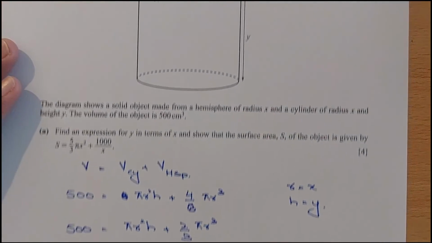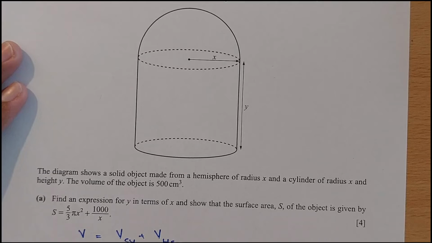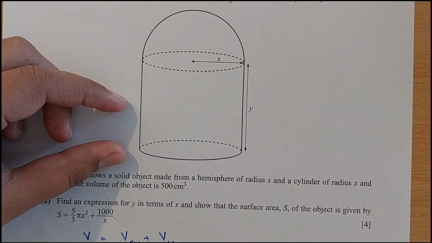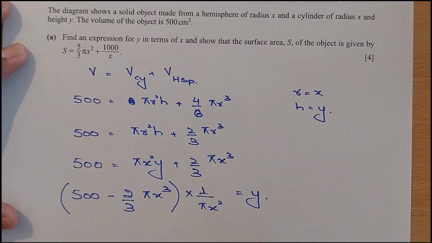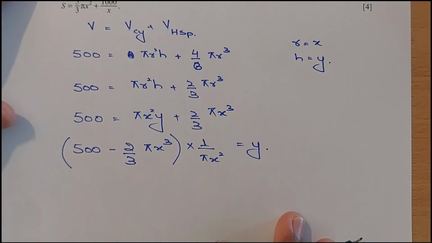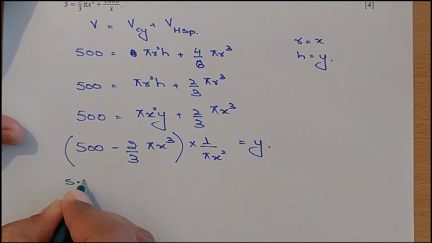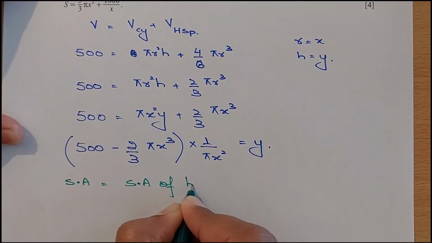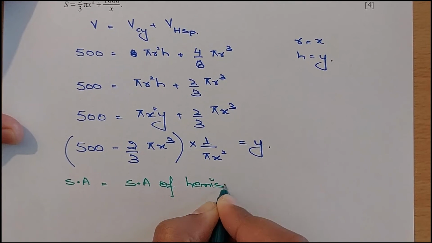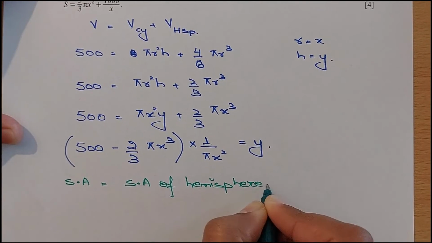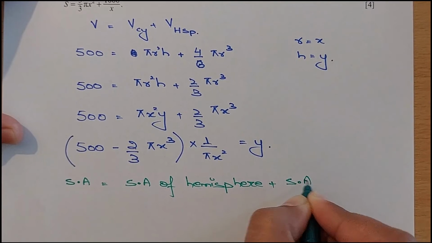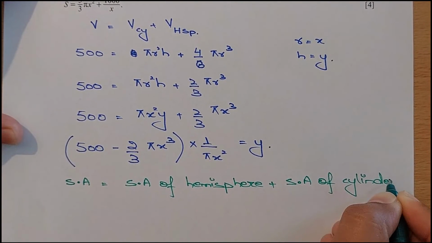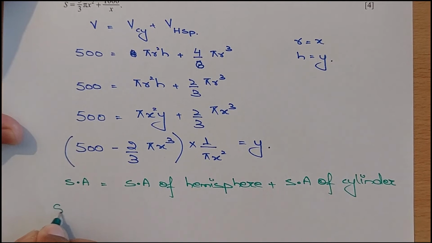So we need to find the surface area of this object. It means the surface area of the hemisphere and the surface area of a cylinder, right? Let me use this information. The total surface area is the surface area of the hemisphere plus the surface area of the cylinder. So S is the surface area.